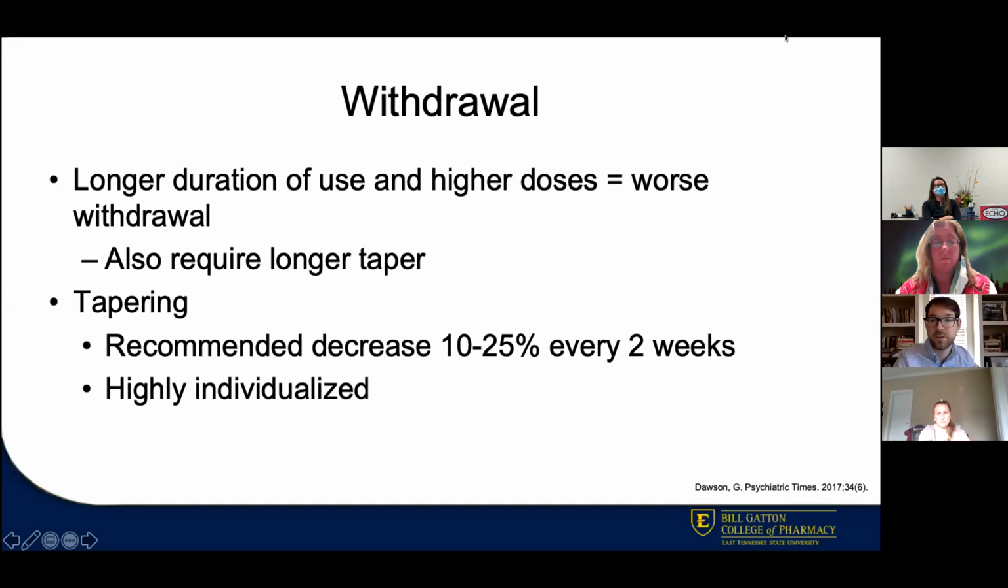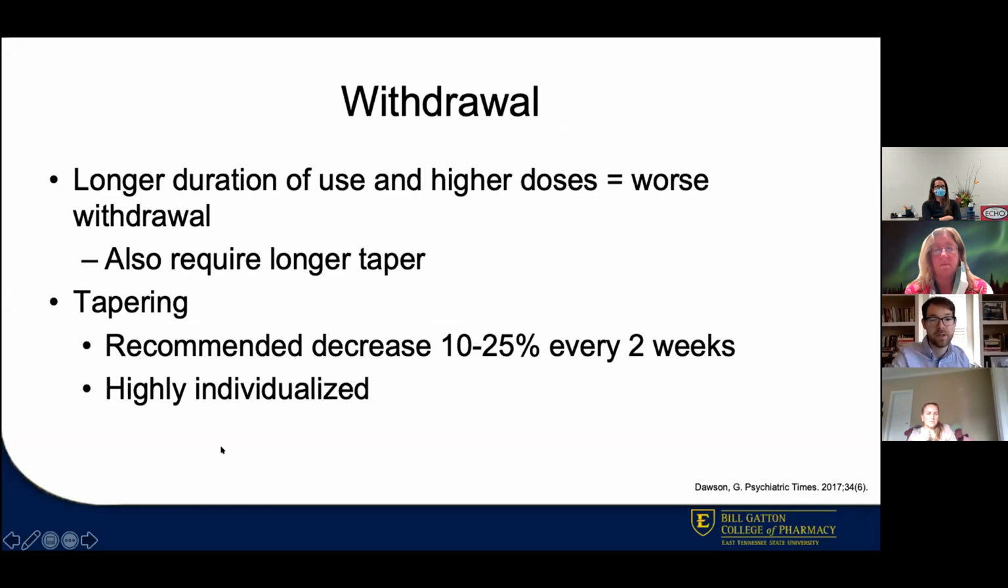So with the withdrawal, the longer duration of use matters. We have some patients that have been on benzodiazepines for years and years, and it's harder for them to come off. They require a longer taper. Patients that have been on shorter can be taken off a little more quickly.